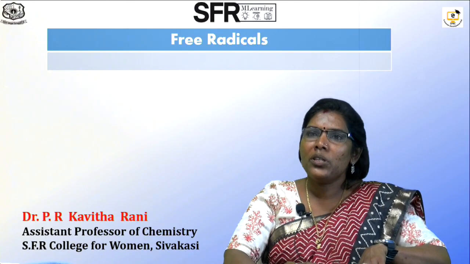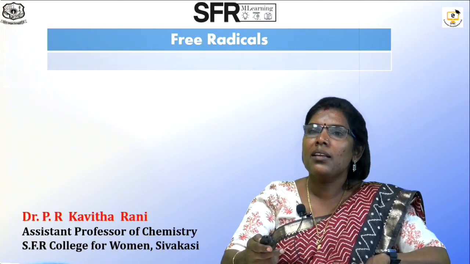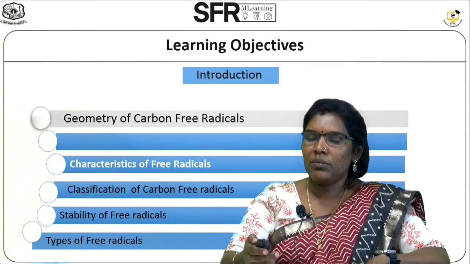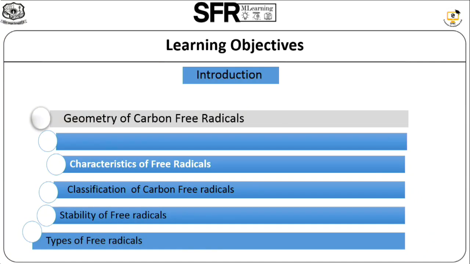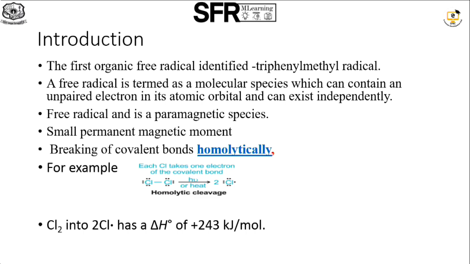Today I am going to talk about a topic, free radicals. The first free radical identified was the triphenyl methyl free radical. Today we are going to learn about the geometry of free radicals, characteristics of free radicals, classification of free radicals and stability of free radicals, and some reactions that take place in the presence of free radicals.